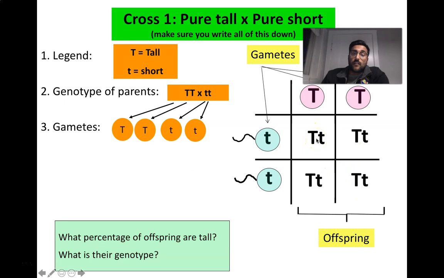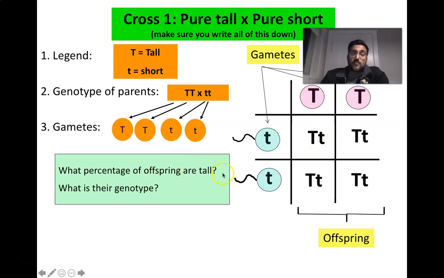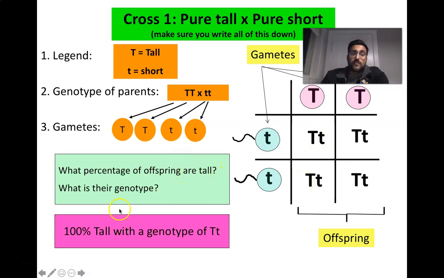tall. Okay, so what percentage of the offspring are tall? 100% of them. What is their genotype? They're all big T, little t, heterozygous.